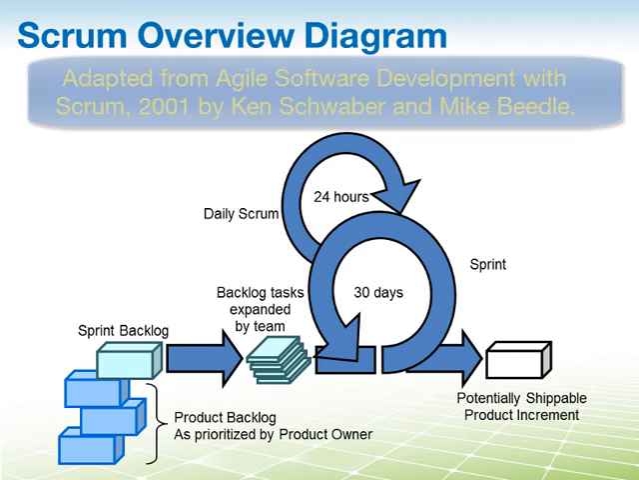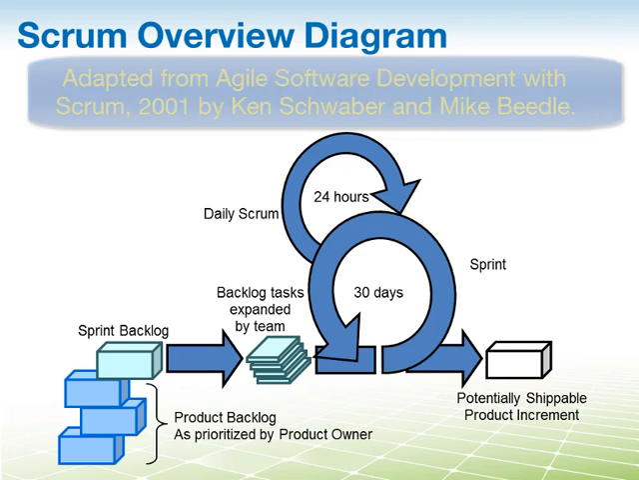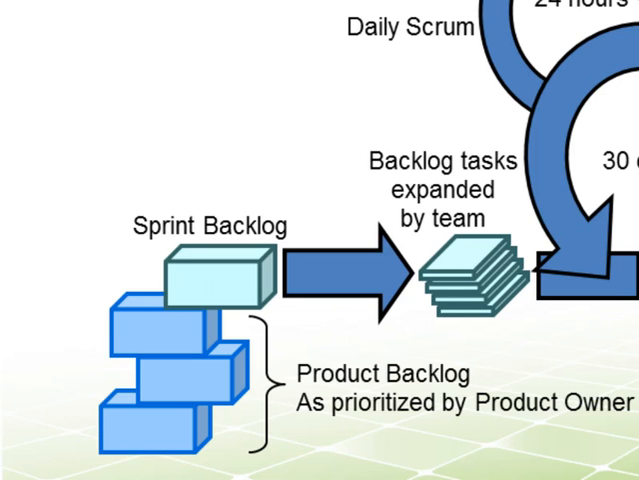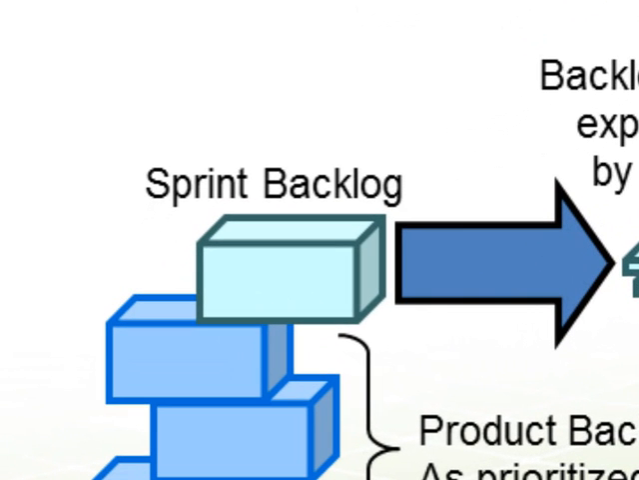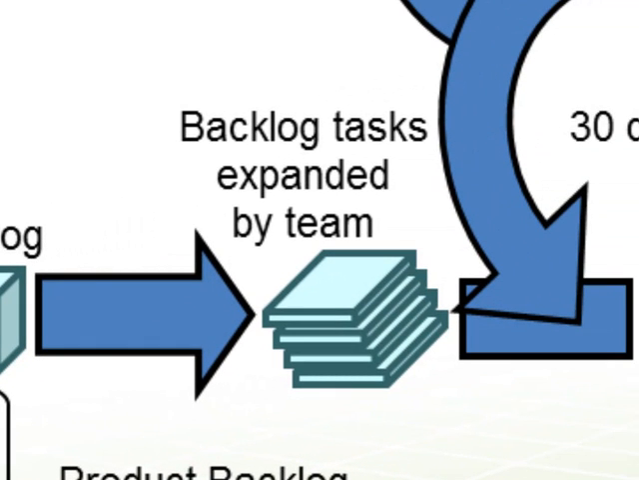This diagram, by the way, was adapted from the book Agile Software Development with Scrum by Ken Schwaber and Mike Beedle. So what do we see here? On the left side, the blue boxes, that's your product backlog. It contains all the user stories that you eventually want to develop for your product. Out of that, you take a piece of it, which goes into your sprint backlog, a subset of the complete product backlog. That is expanded by the team into tasks. So in order to develop the sprint backlog, these are all the tasks that we have to do.